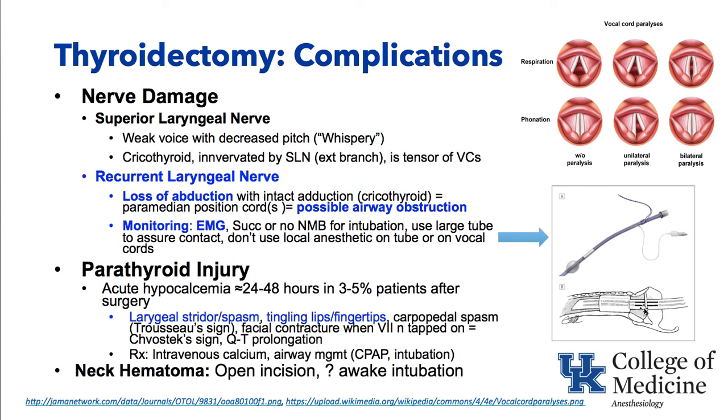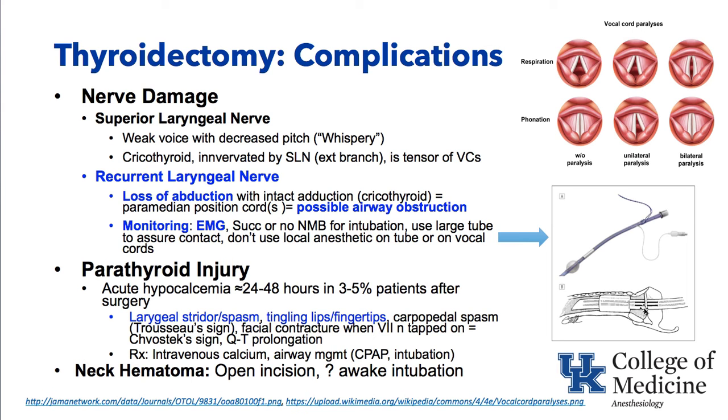So succinylcholine, if a neuromuscular blocking agent is needed, is often used rather than rocuronium or vecuronium or pancuronium for intubation. Use a large tube to ensure contact, and as mentioned, don't use local anesthetic, such as lidocaine, on the tube or on the vocal cords.